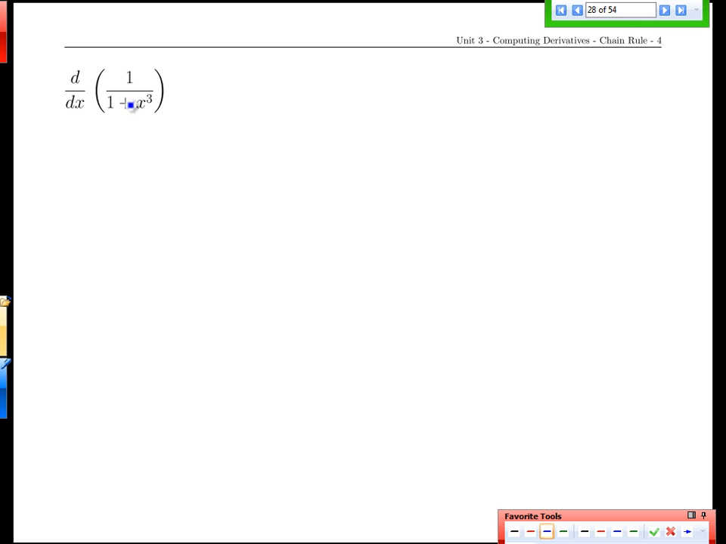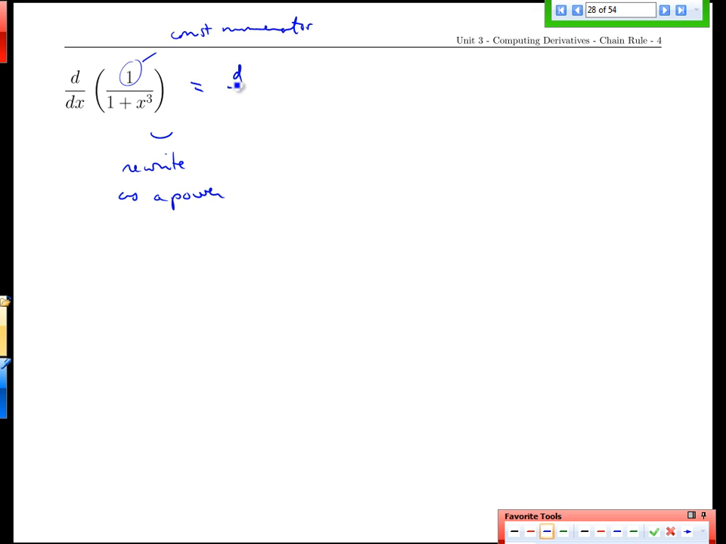All right. This one's a little less obvious. You might think quotient rule at first, but quotient rule is actually overkill for this. When we have a constant numerator, the quotient rule can actually, it's easy to make silly mistakes because the derivative of the top is just 0. So another way to do this is to rewrite it as a power.